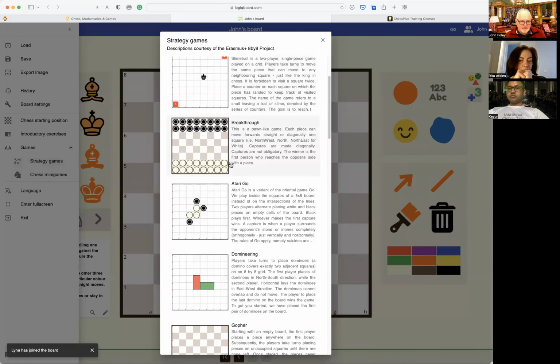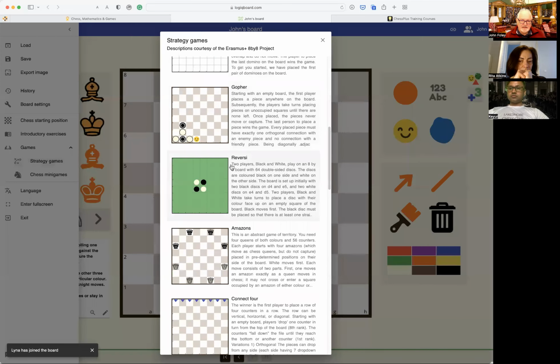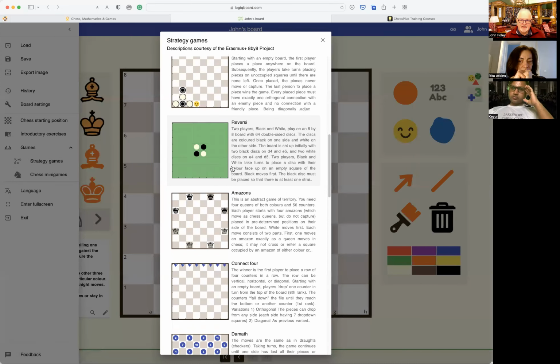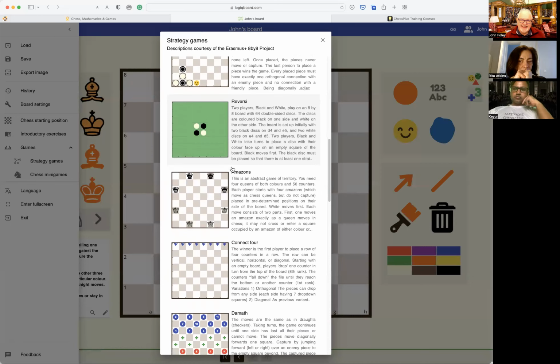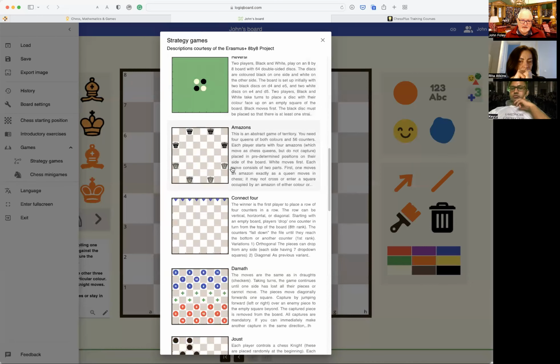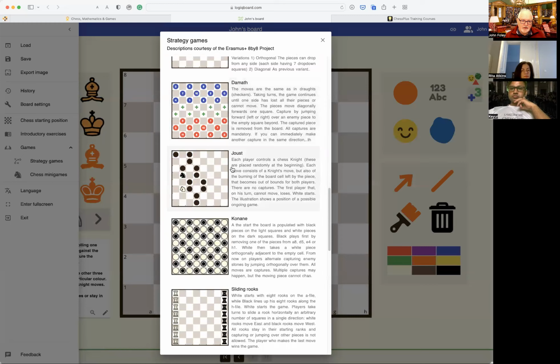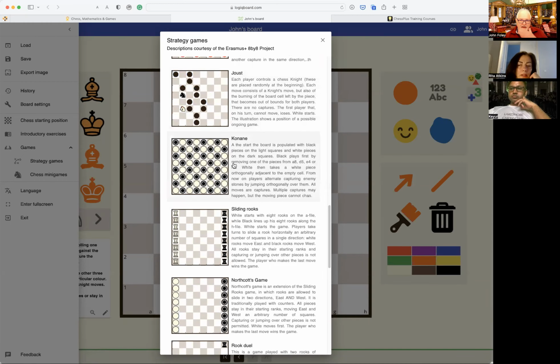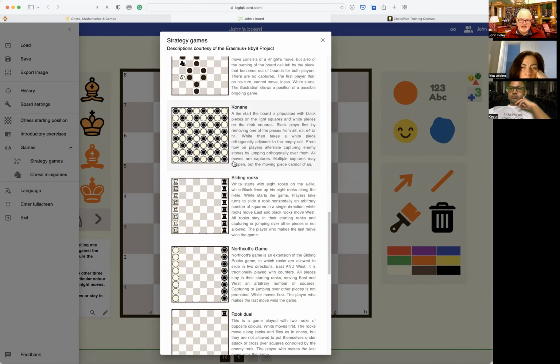Okay, so we've got a bunch of strategy games here. This is a large subset of the strategy games which are in the 8x8 project, because not all of them lend themselves to being strategy games.